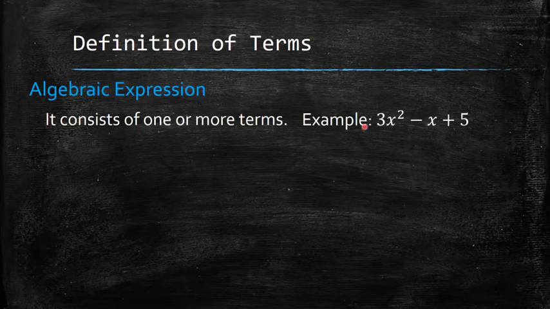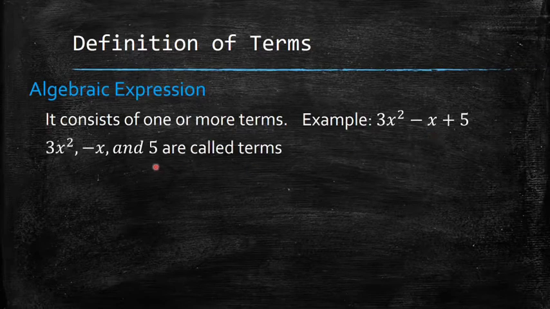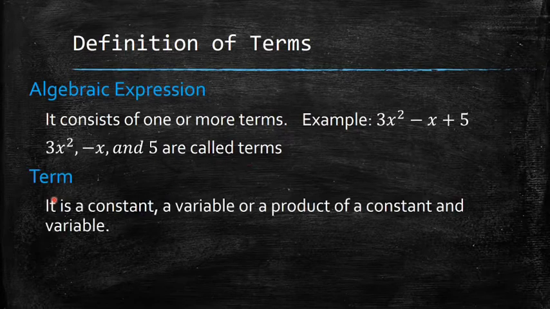Let us have an example. We are given here 3x squared minus x plus 5. In 3x squared minus x plus 5, we have 3x squared, negative x, and 5 are called terms. So what do we mean by term? A term is a constant, a variable, or a product of a constant and variable. So it means that a term can be a constant, just like this 5. So 5 is a constant and it is a term.